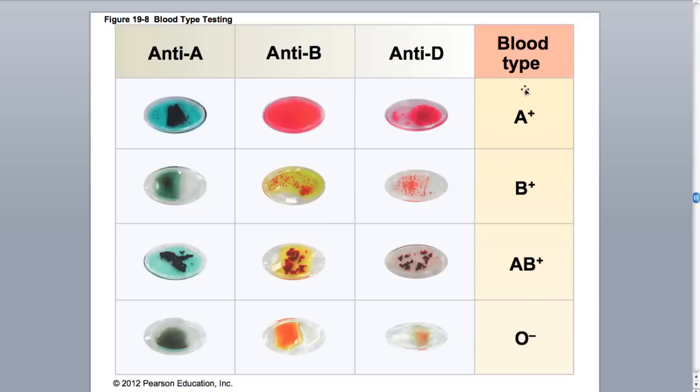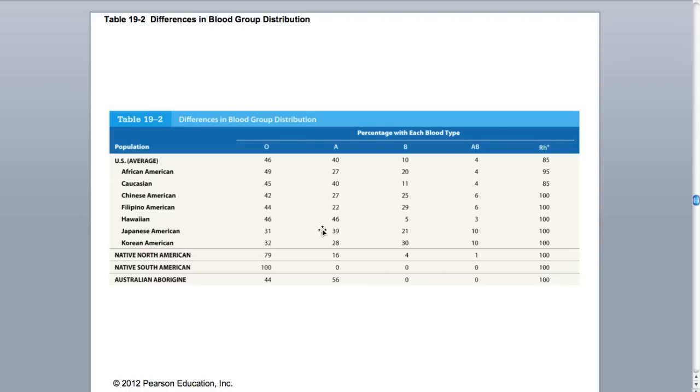So this is what you do to do a blood typing. Very quick, very simple. So these are the antibodies at the top, and these are the blood types along with their respective antigens. I really don't care for this chart, but I just want to let you know that there's more O out there, and there's a whole lot less AB out there. So a whole lot less AB and a whole lot more O.